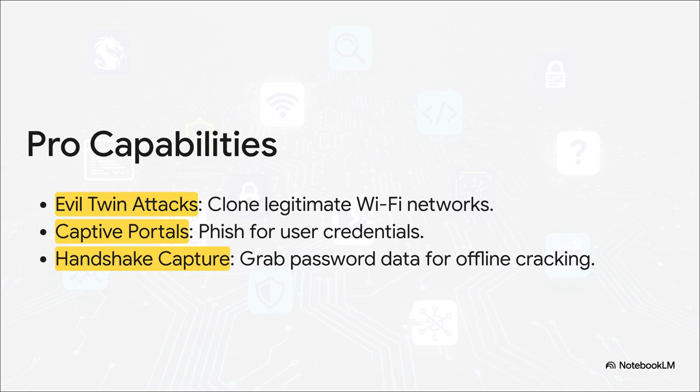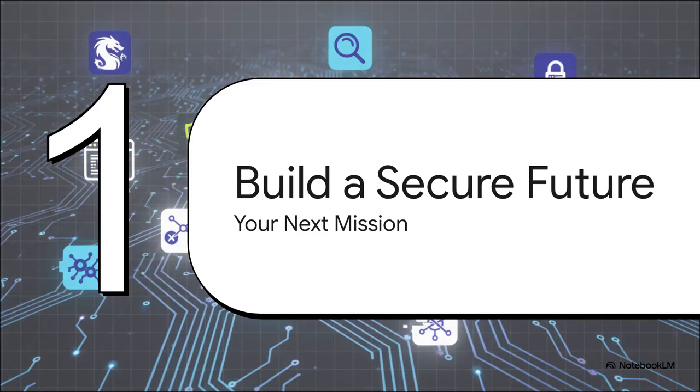It can set up captive portals, those fake login pages you see at hotels or airports, to steal credentials. It can even capture WPA password handshakes. That's the encrypted chatter when you connect to a network, so you can try to crack the password offline. For any AI developer whose models might connect to a corporate or public Wi-Fi, understanding these kinds of man-in-the-middle attacks is absolutely non-negotiable. So, we've looked at the whole arsenal, from the super simple to the seriously complex.